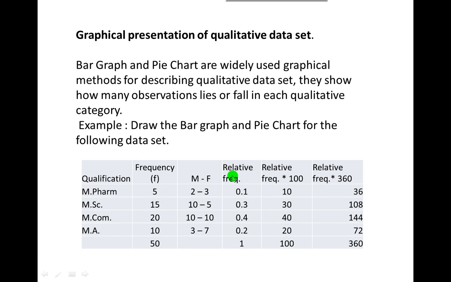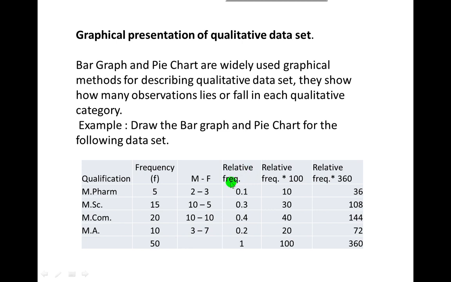We will use this in the pie chart: the fourth column, fifth column and sixth column. And what is the difference between the fourth, fifth and sixth column? This is the important thing. What is the purpose and how do we calculate? And this is the relative frequency.